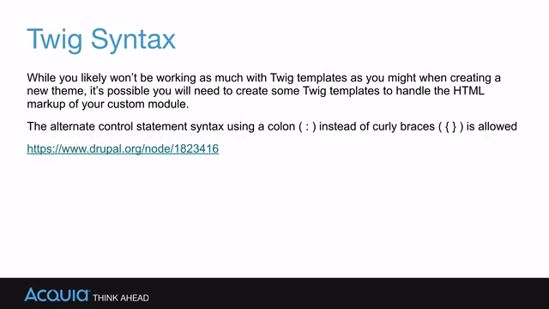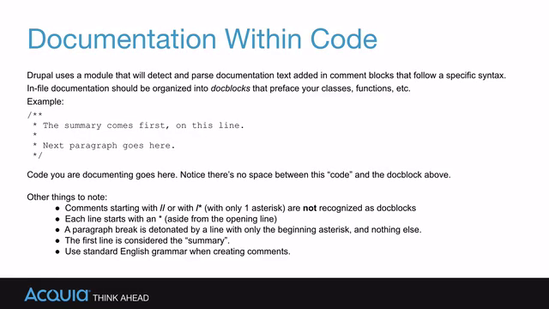Twig syntax, we won't be using much of it in this class, but there's some documentation at the link on the screen. And then documenting within code is really, really important because you may not be the last person that works on this code. So there's an example on the screen. Code documenting goes inside there. There's no white space between this code and the doc block above. Comments starting with 2 slashes or a /* with only 1 asterisk are not recognized as doc blocks in Drupal. Each line that starts with an asterisk, aside from the opening line, a paragraph break is denoted by a line with only a beginning asterisk and nothing else.